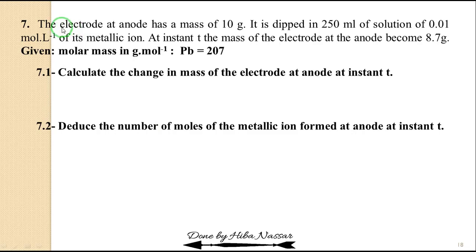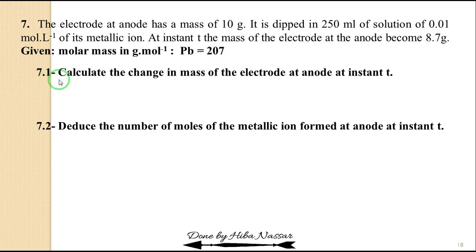Now question number 7: the electrode at the anode has a mass of 10 gram. It is dipped into 150 milliliter of a solution of 0.01 mole per liter of its metallic ion. At a certain instant t, the mass of the electrode at the anode becomes 8.7 gram, a decrease in mass. So here this electrode reacted and decreased in mass. Given the molar mass of lead is 107 gram per mole.